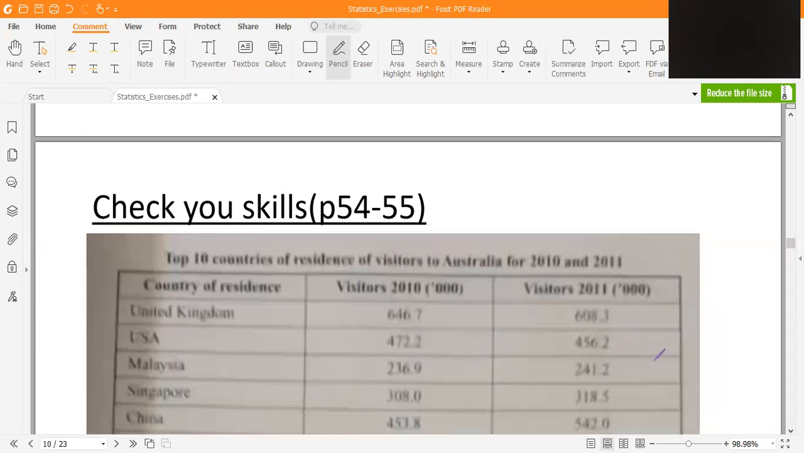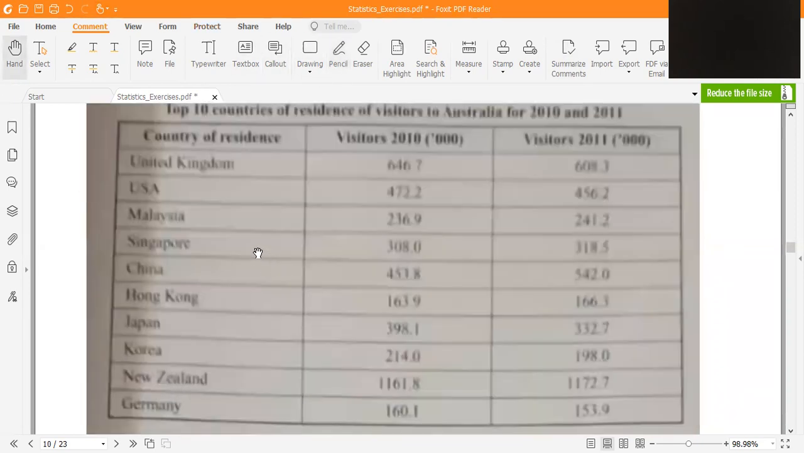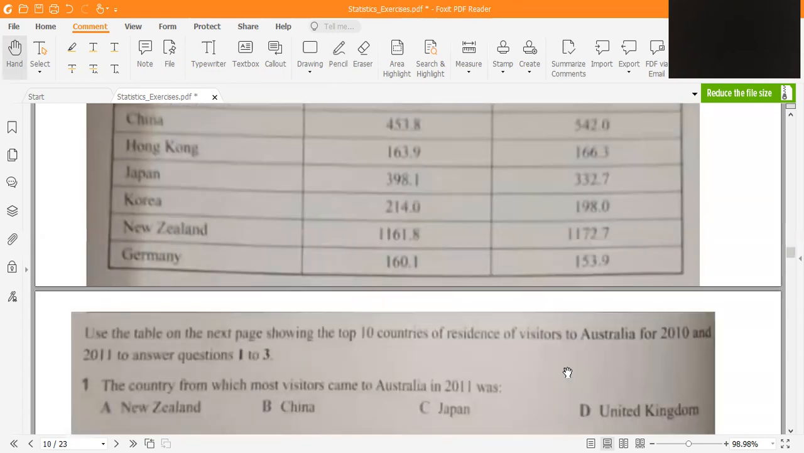We have here a table. So we have grouped data given in a table. In this table, we have the country of residence, the number of visitors in thousands in 2010, and the visitors in 2011. It is very simple. Use the table on the next page showing the top 10 countries of residence of visitors in Australia for 2010 and 2011 to answer questions 1 to 3.